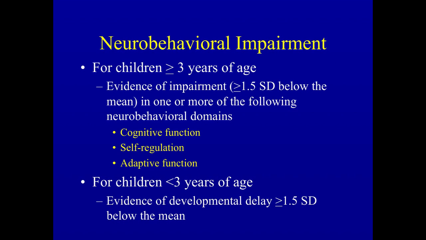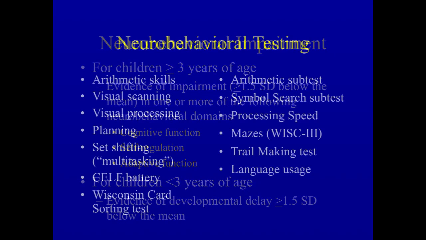But the fact of the matter is that as we think about this, we think about this matter of impairment. How is the child doing? How is the child doing in terms of cognition? How is the child doing in terms of regulation? How is the child doing in adaptive functioning? And similarly, for children less than 3, how is the child doing in terms of developmental progress?